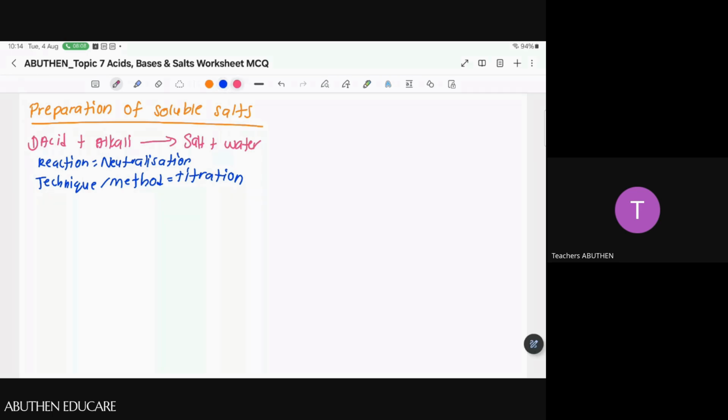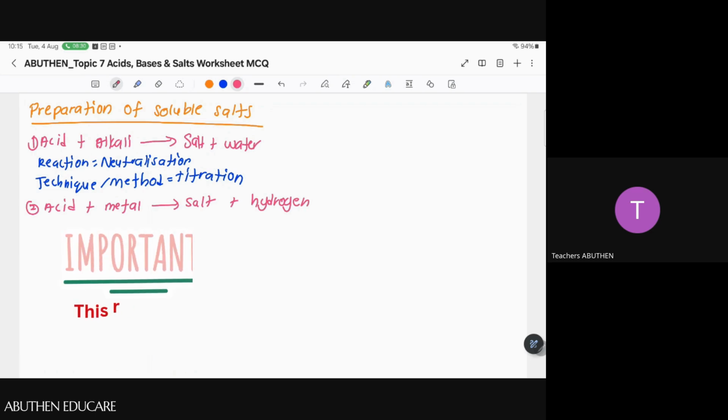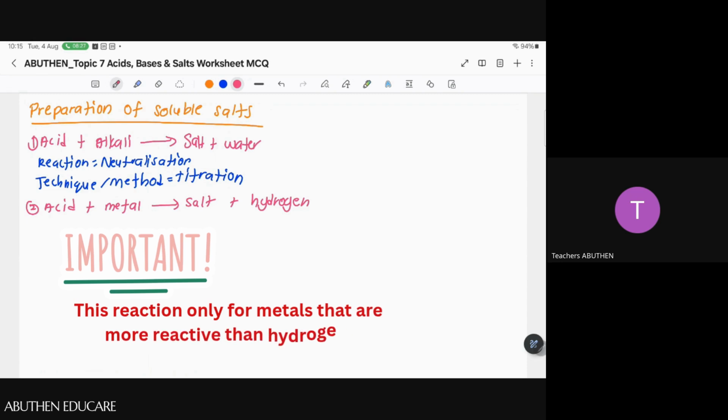Now let's have a look at the second way to prepare soluble salt. We have acid plus metal. Acid plus metal gives us salt plus hydrogen. So usually when you have a reaction of something with metal, one of the products would be hydrogen gas.